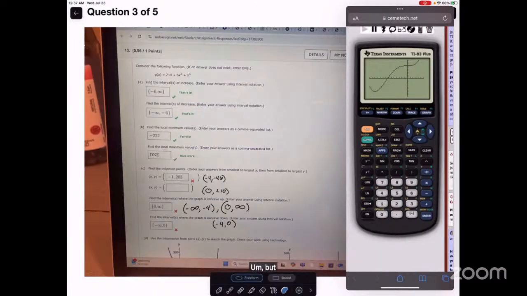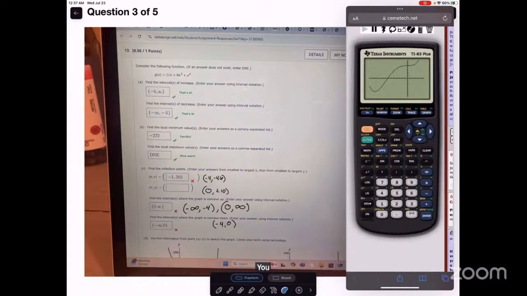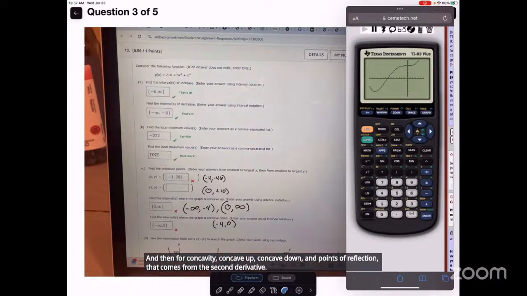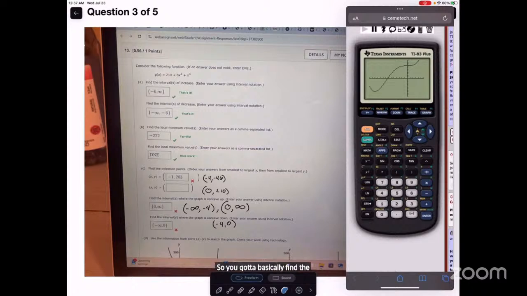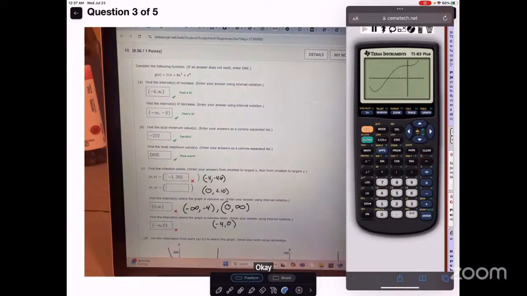But yeah, increasing, decreasing, and constant is a discussion centered around the first derivative. You have to find those critical values from the first derivative and do the first derivative test. And then for concavity, concave up, concave down, and points of inflection, that comes from the second derivative. So you basically find the critical values from the second derivative and then use your second derivative test to verify those. Or use the second derivative to find your intervals of concavity.